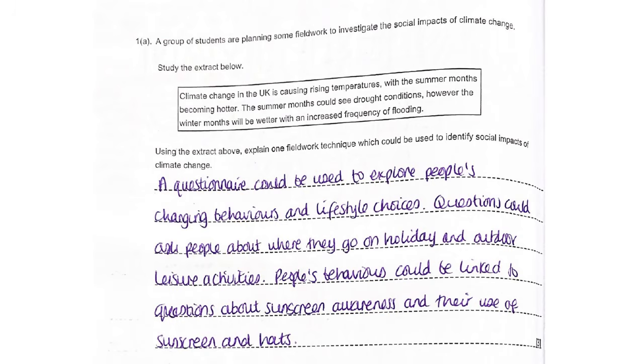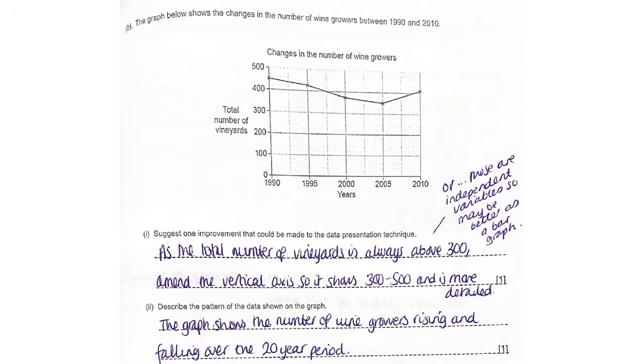You might be asked to look at an extract of somebody's fieldwork that they've done and explain a fieldwork technique that you could use. The go-to fieldwork technique for urban fieldwork is a questionnaire, where you can ask people different questions about the particular issue and then tally up their responses to look at the correlations. You might be asked to plot onto a graph. You might be asked to read or draw a conclusion from a graph.